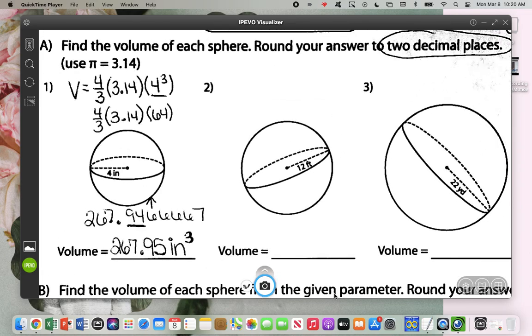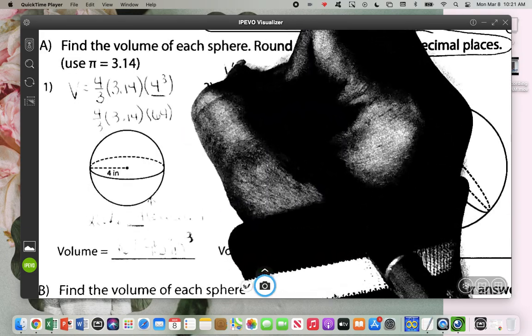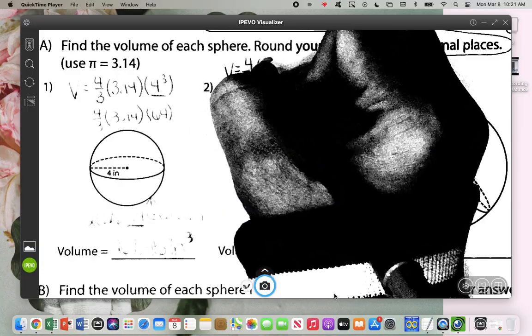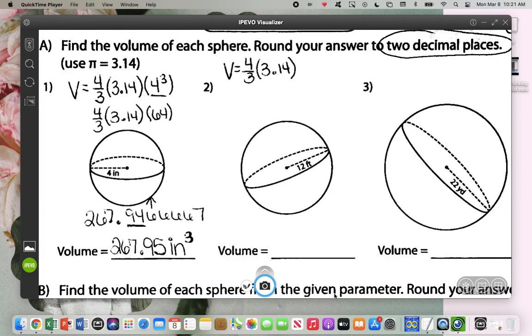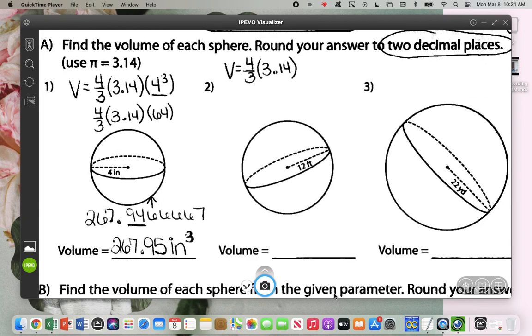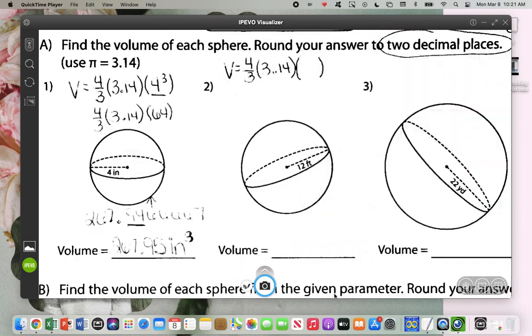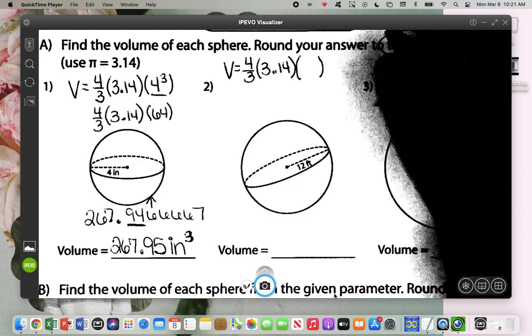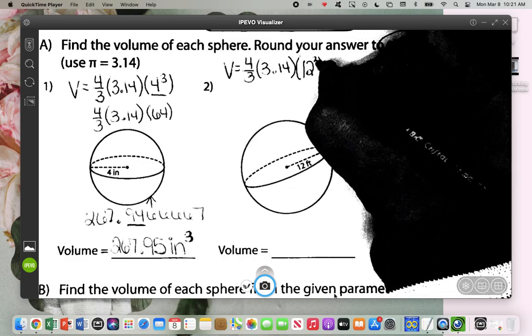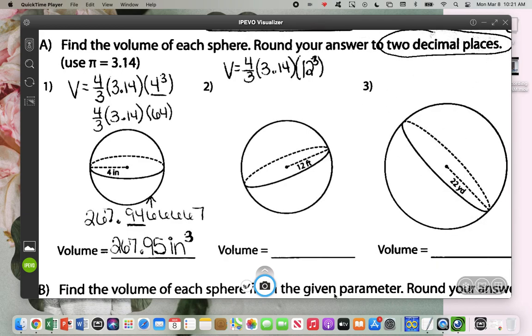But this time, what's our radius? 12. So whenever we plug this in, we're still going to have 4 thirds times 3.14. That's one thing that's nice. That will always be there. 4 thirds times 3.14. But the last part for the radius cubed, what am I going to write? 12 to the third. So order of operations tells me I have to do my exponents first. So for 12 to the third power, we're going to type in 12 times 12 times 12. It's kind of big, but that's okay.